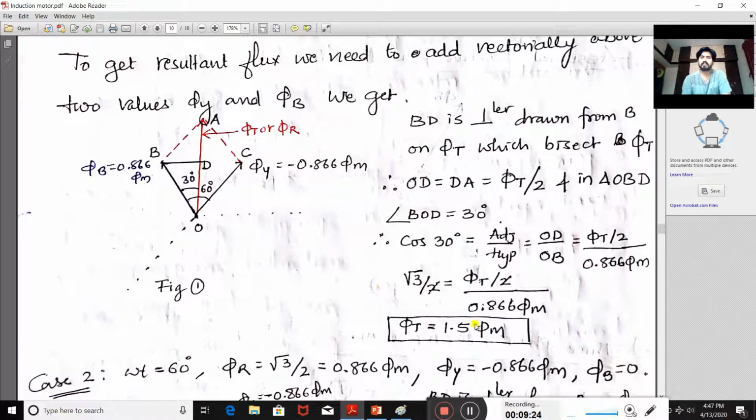This calculation can be done with the help of different methods. You can use the law of parallelogram or law of vectors, that is phi t equal to the square root of phi b squared plus phi y squared plus 2 phi b phi y cos 60 degrees. Then put in the values of phi y, phi b and cos 60 degrees, and definitely you are going to get the resultant flux. Otherwise you can use the Pythagoras theorem also, and you can determine this total flux value.